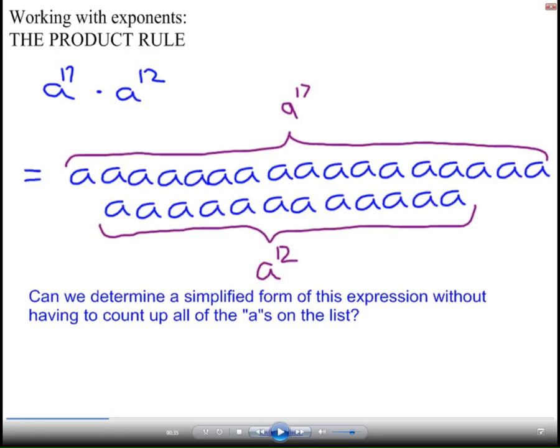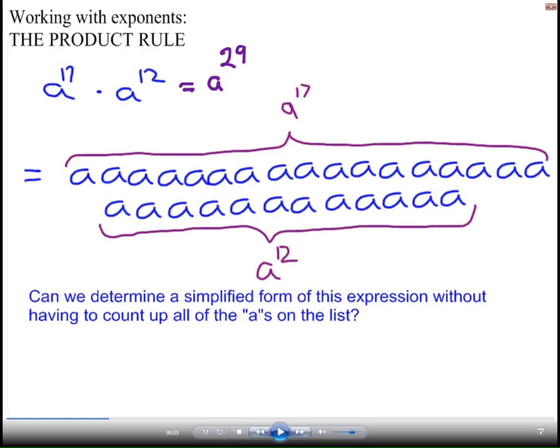I could count them right now. I could say there's 1, 2, 3, 4, 5, 6, 7, 8. It looks like it was counted up, though. There's 17 of them there, and there's 12 of them here. If I multiply all these a's together, what should I get? The result should be a to the 29th power, because there's 17 factors of a and an additional 12 factors of a. All of them are being multiplied, so that's a multiplied by itself 29 times.